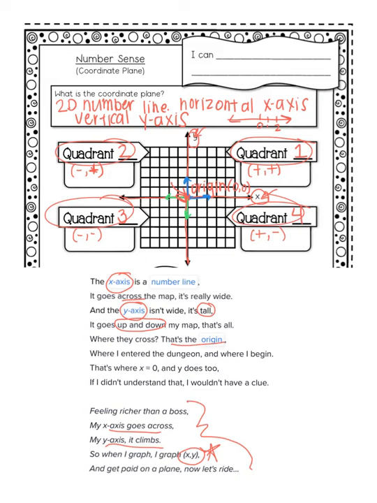So your takeaways today are going to be locating your x-axis going horizontally, your y-axis going vertically, your origin, that place in the middle, as well as the four different quadrants that do go counterclockwise.